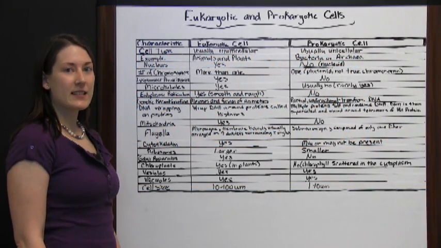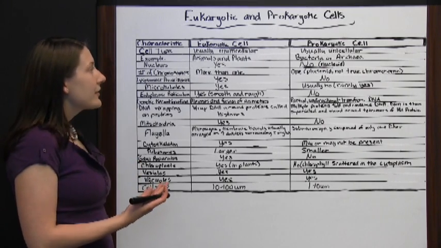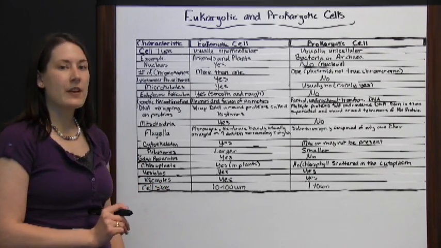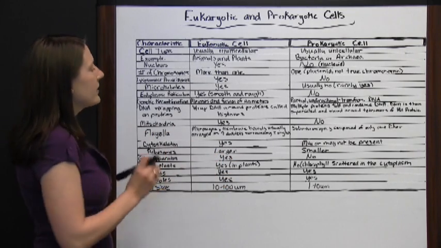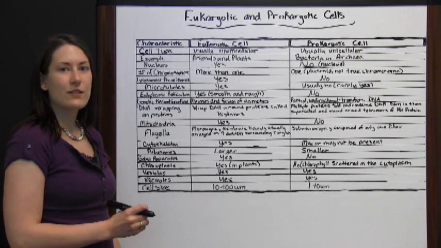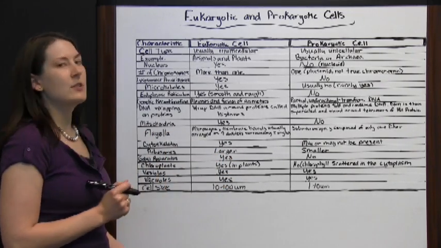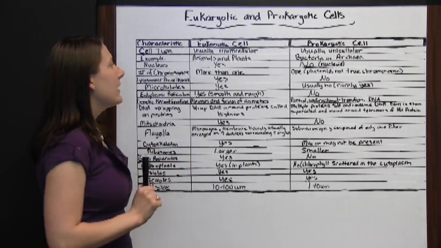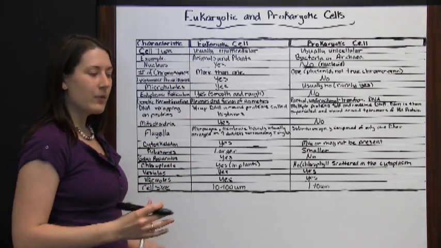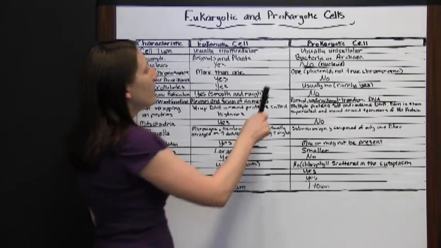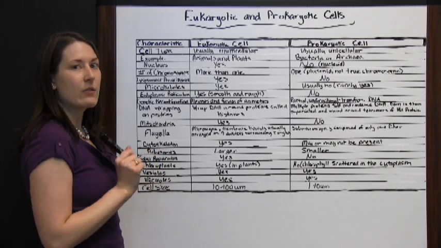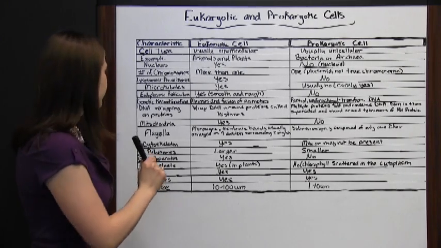Eukaryotic and prokaryotic cells. There are a lot of differences between eukaryotic and prokaryotic cells, and there are a few similarities. So we've set up this chart to compare and contrast each of them so you can see the differences between the two. Cell type. Eukaryotic cells are usually multicellular. They're going to come in a bundle of cells, whereas prokaryotic cells are usually unicellular. There'll just be one single cell standing by itself.